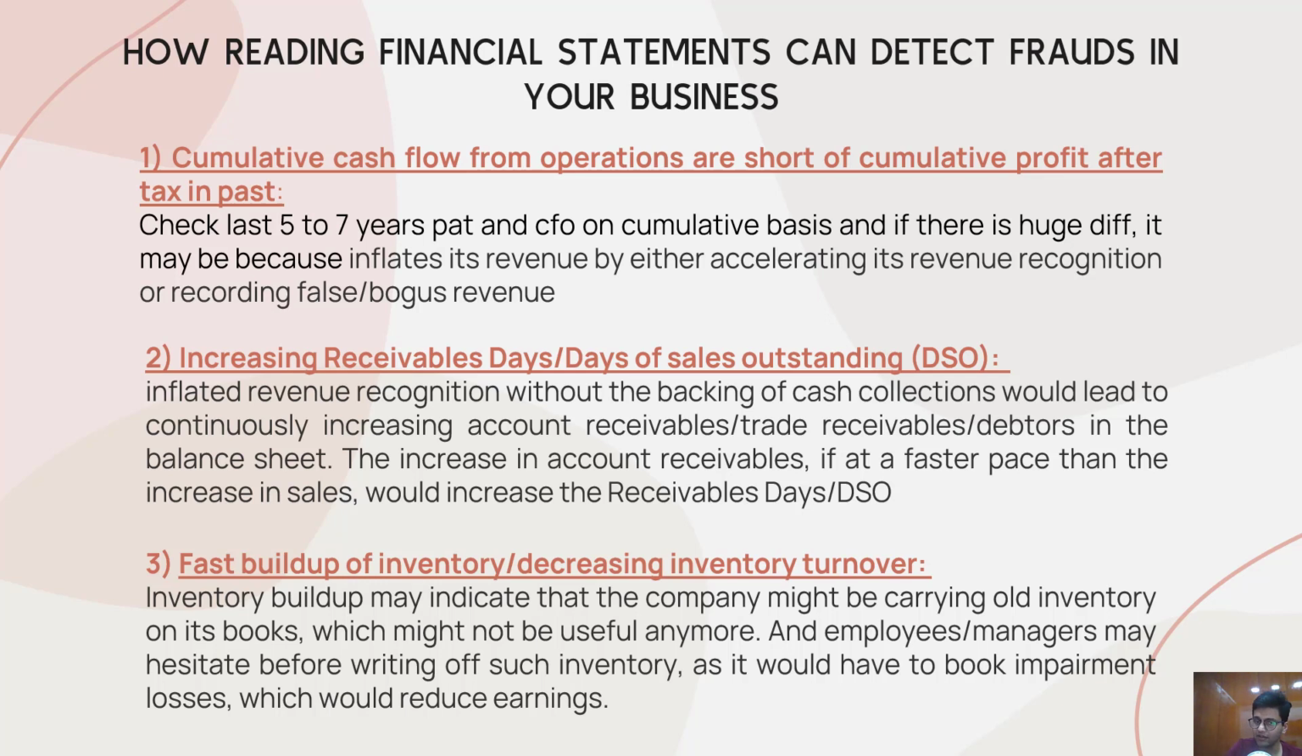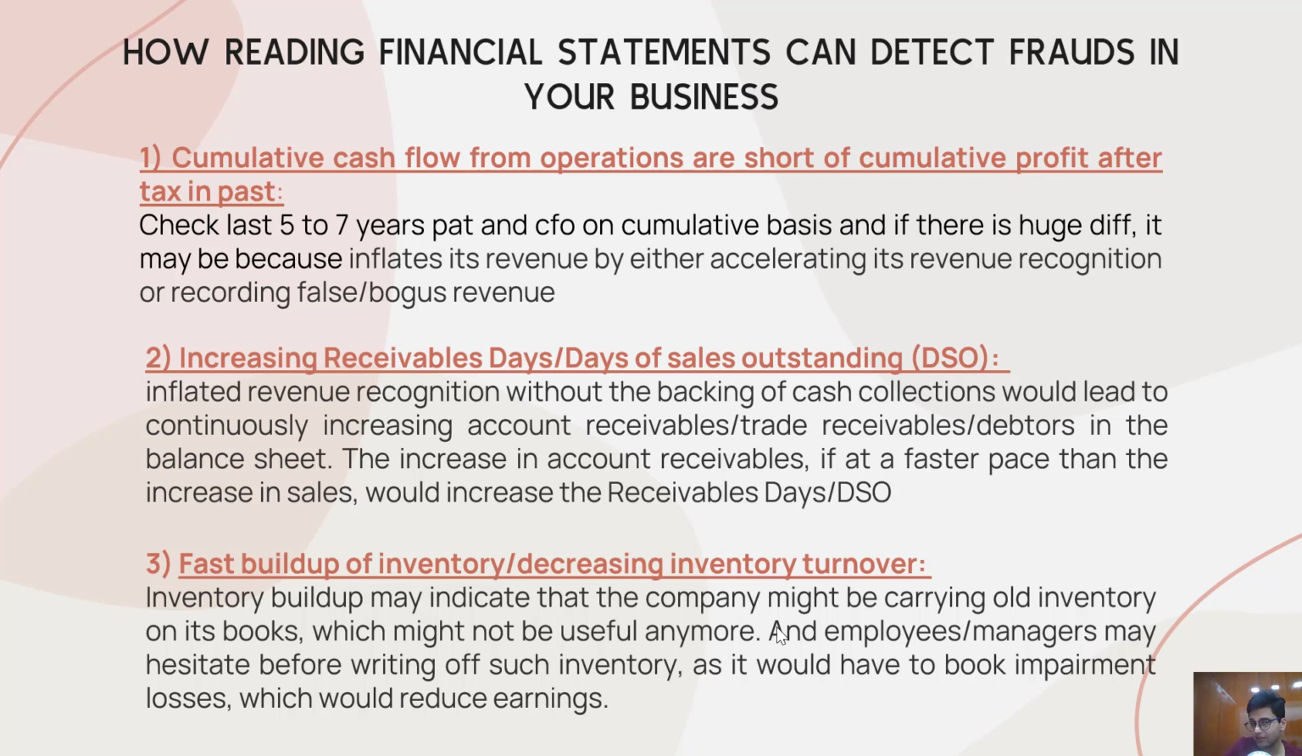Or the other way to see it, if there's a fast build-up, it will be shown by decreasing inventory turnover. So what will happen when you see a lot of inventory? Inventory build-up basically indicates that the company might be carrying a huge amount of old inventory in its balance sheet, which might not be useful anymore.